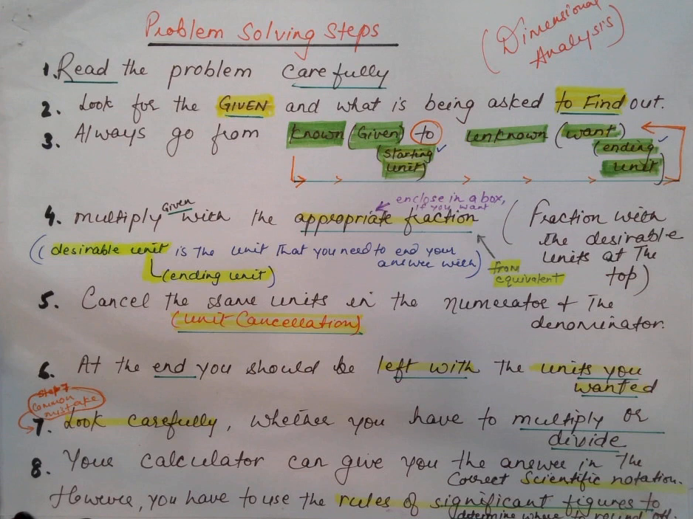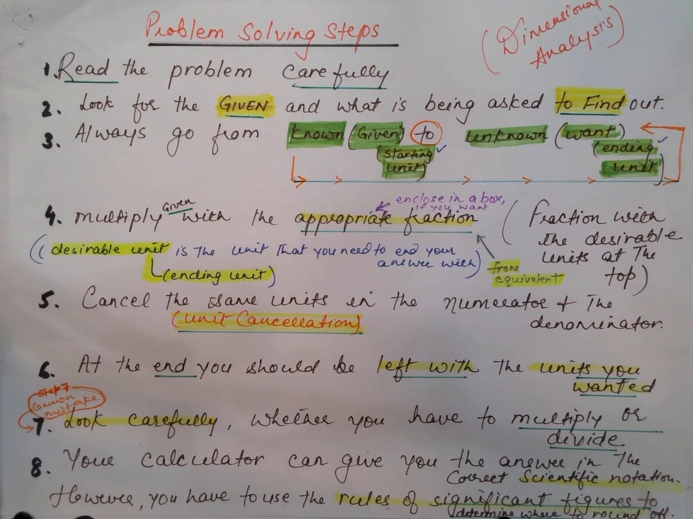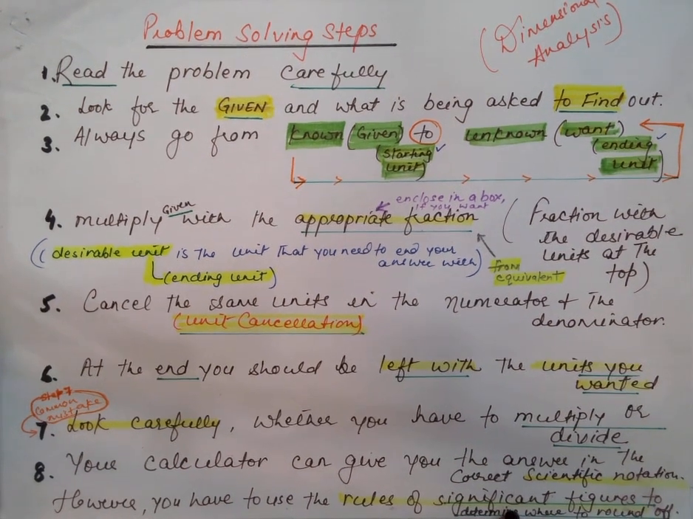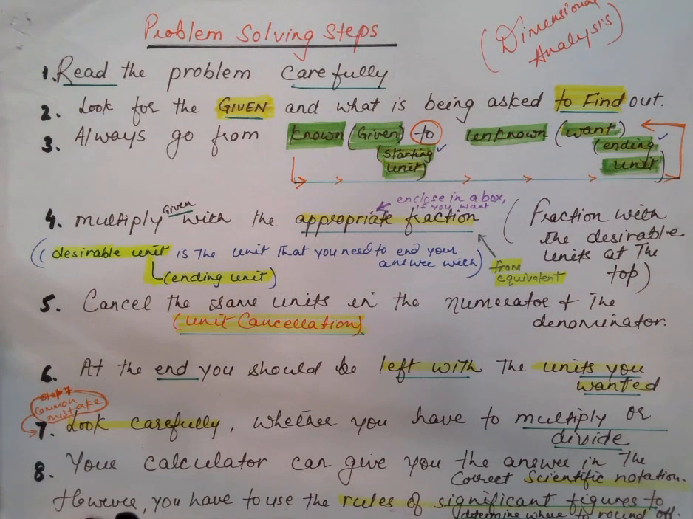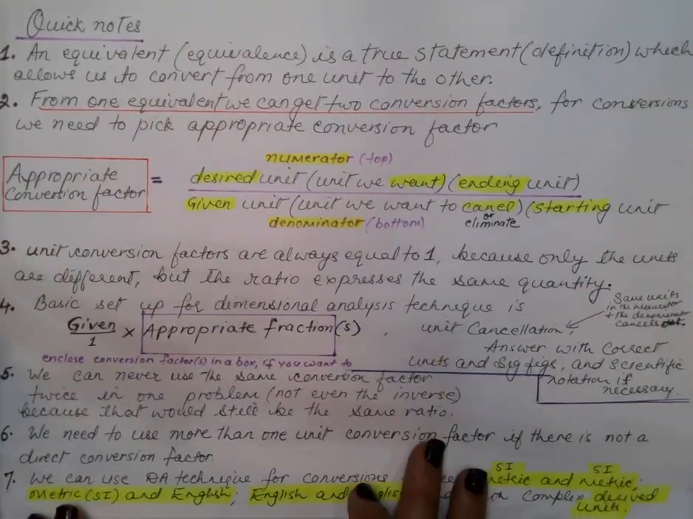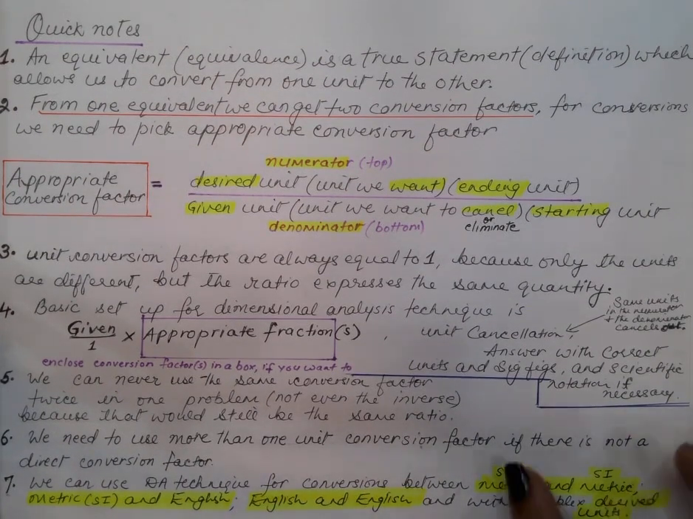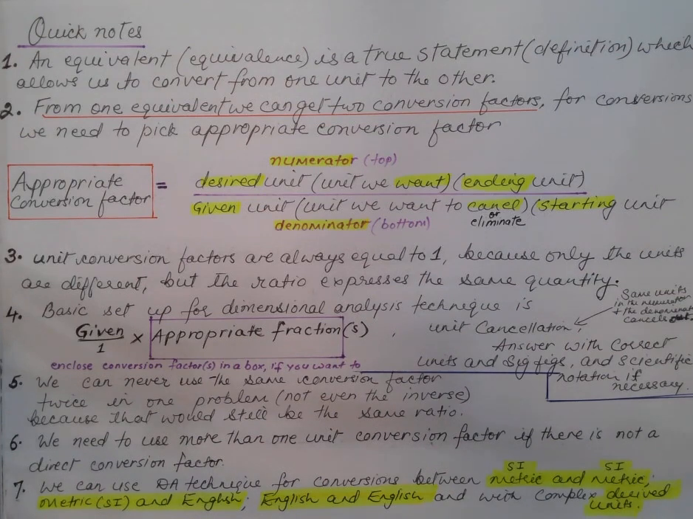Your calculator can give you the answer in correct scientific notation. However, you can't find significant figures using the calculator. Usually for these problems, you look at the given, and whatever the significant figures are in the given is the number of significant figures in your answer. And don't forget to write the correct unit when you write the final answer. These are my quick notes or summary of this topic. Now let's do some examples. Please take time reading them.